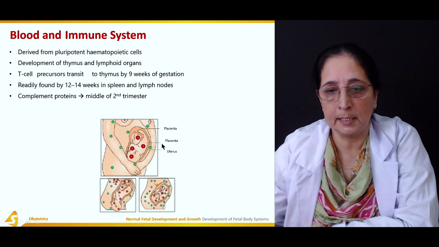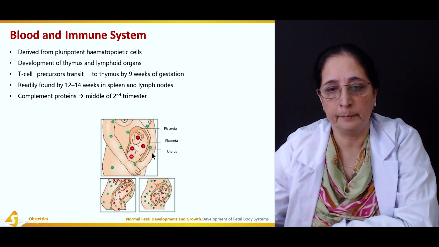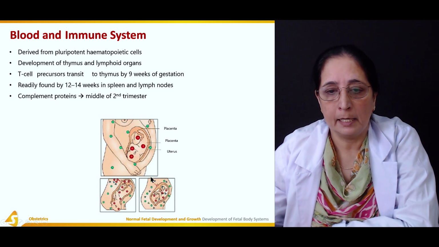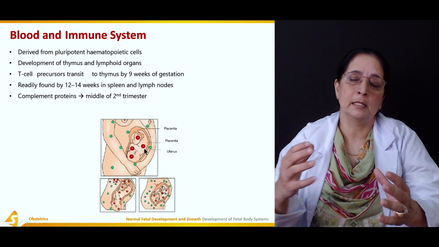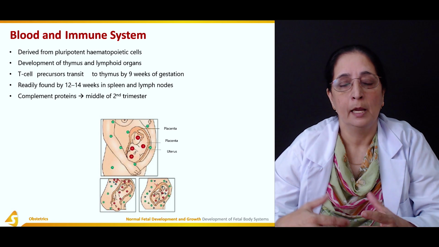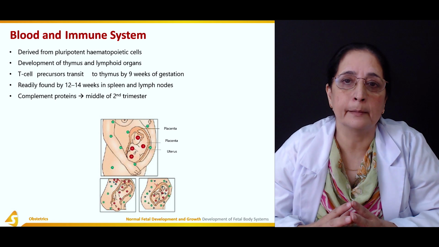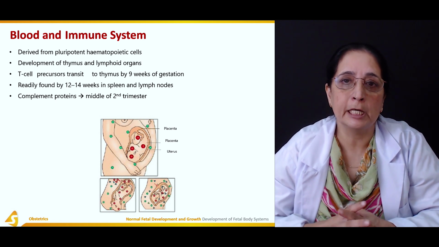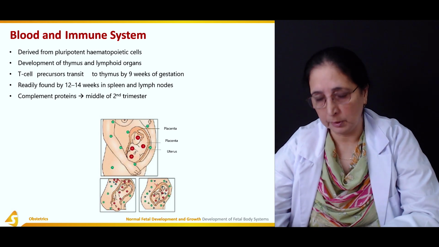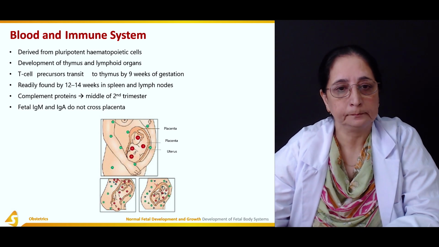You can see this is the placenta, and then the uterus, the mother's blood, and the baby's blood. If there is incompatibility between the mother's blood and the fetal blood, ABO incompatibilities and Rh incompatibilities, a lot of complications take place. So it's always good to do the blood typing of the mother and the baby.